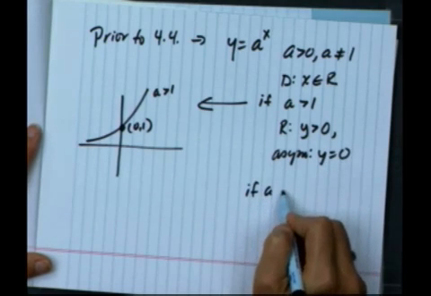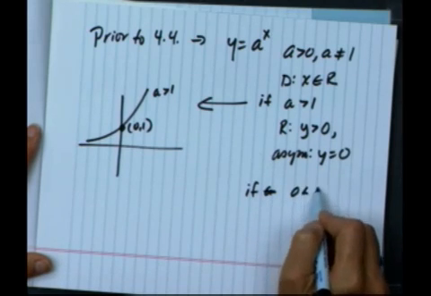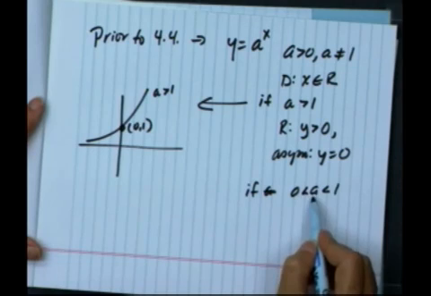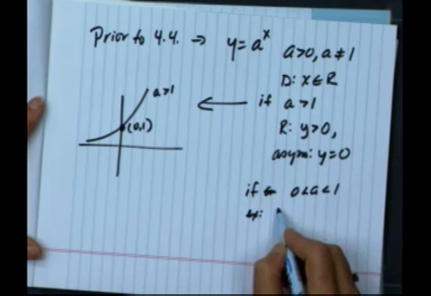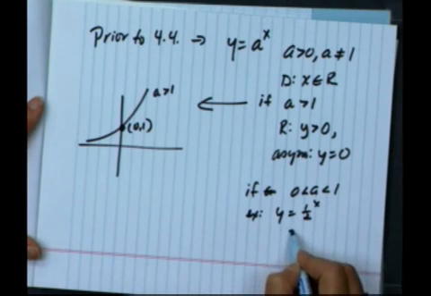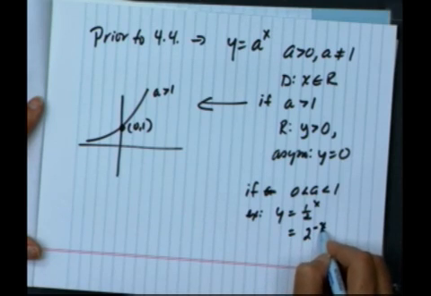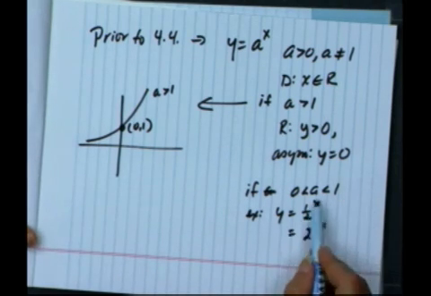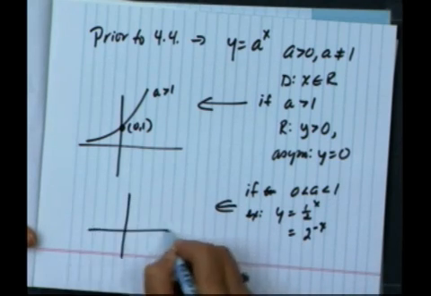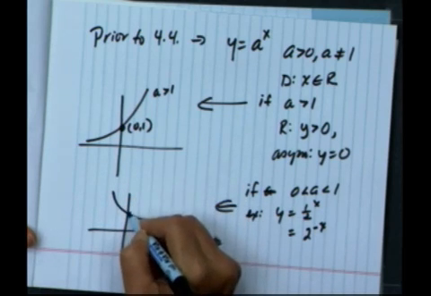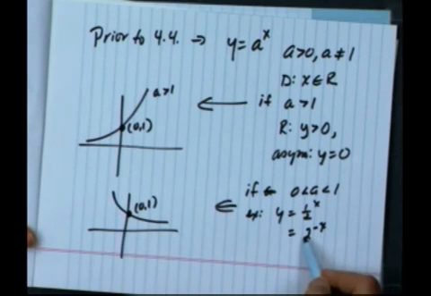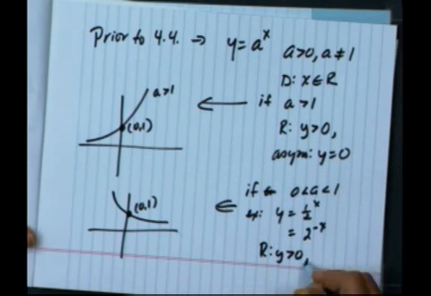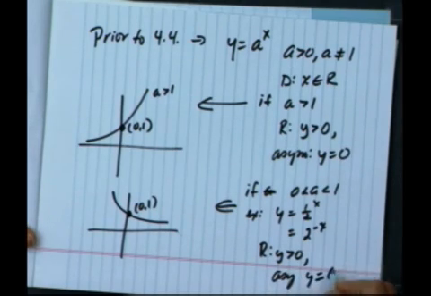If a is between 0 and 1, which means you have something like (1/2)^x, the example might be y equals 1/2 raised to the x, which is really the same thing as 2 to the negative x. We saw this later when we were looking at our decay functions. Your graph looked like this, and it still went through (0, 1), except you had a decreasing function. You still had the same range, y greater than 0, and the same asymptote, y equal to 0.